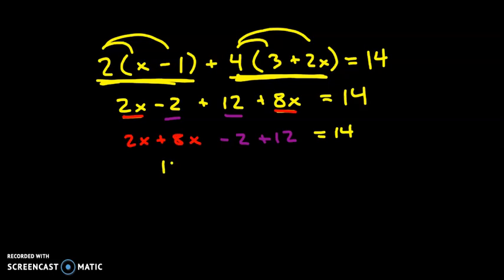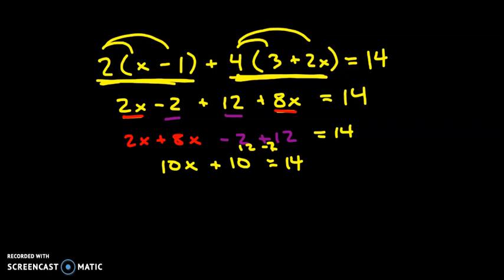So 2x plus 8x gives me 10x. Negative 2 plus 12, I could flip that around and say a positive 12 minus 2, or plus a negative 2. But that's going to give me 10, and that equals 14. Looking a little nicer again.